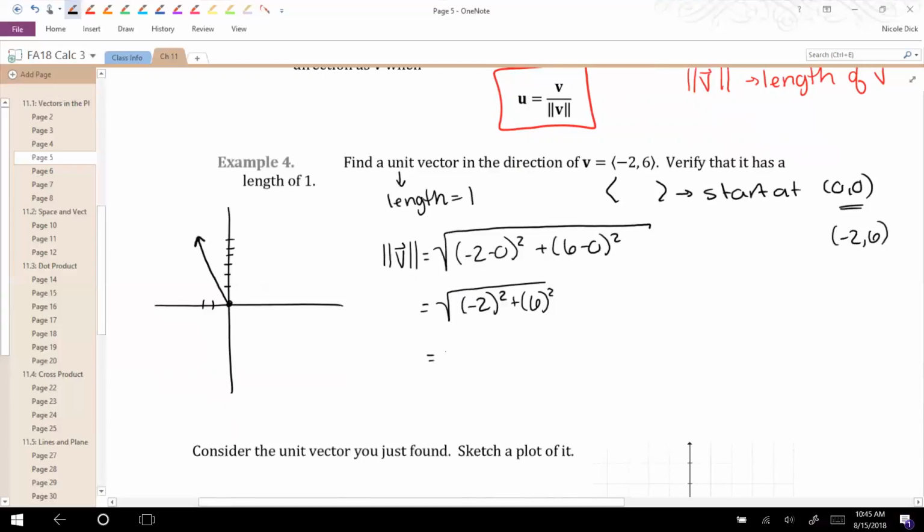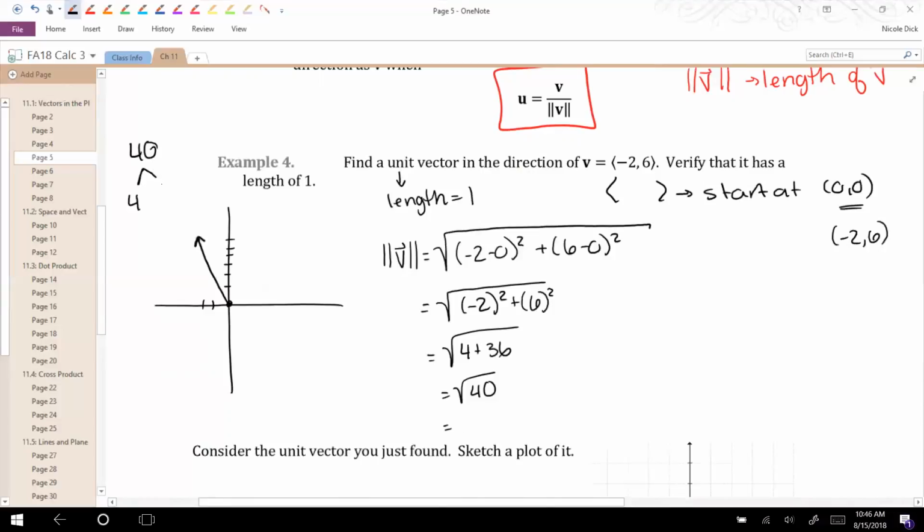So either way, what we get is 2 squared is 4, 6 squared is 36. So square root of 40, which we can reduce, right? Because 40 has a factor of 4. Square root of 4 times 10 equals 2 square root of 10. Say again? 6 square root of 10? Right, 6 root 2 is too big. It shouldn't be that big. It's been too long since I simplified square roots. My goodness.